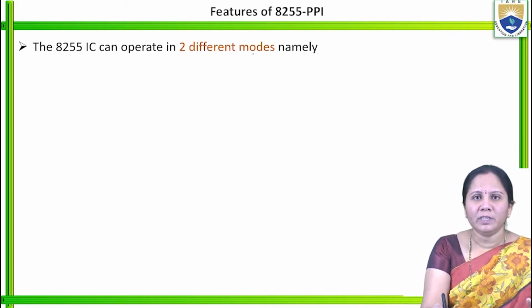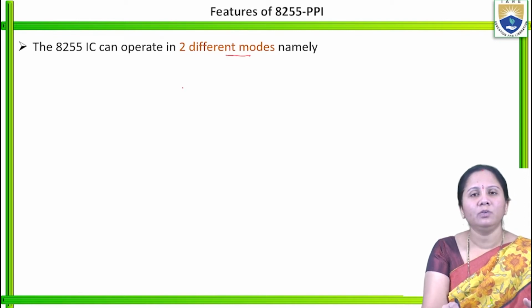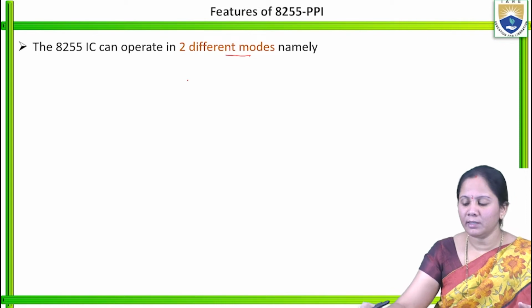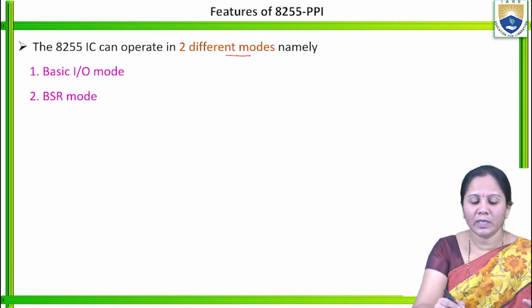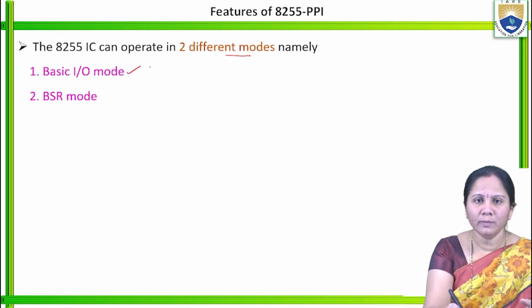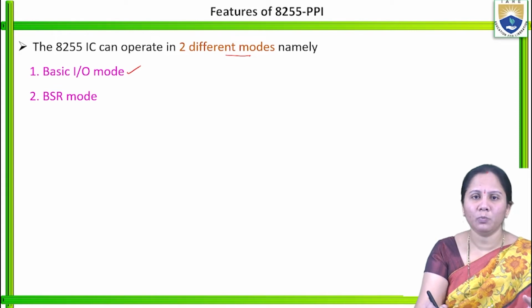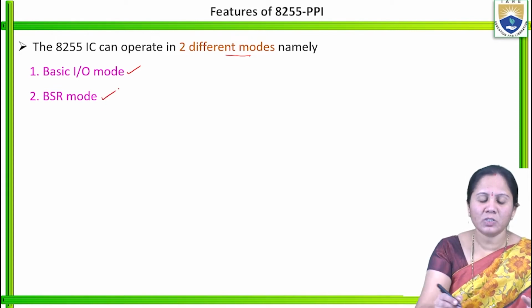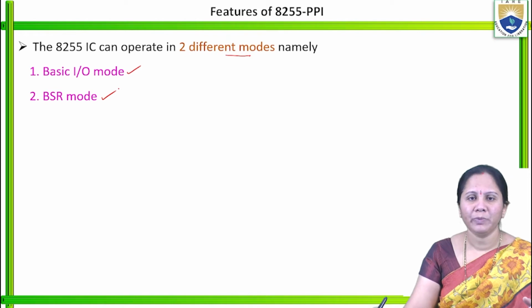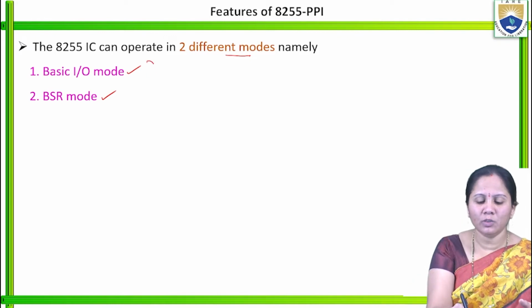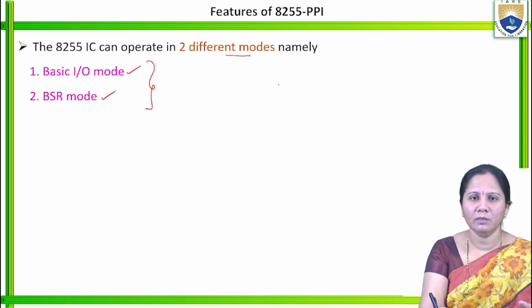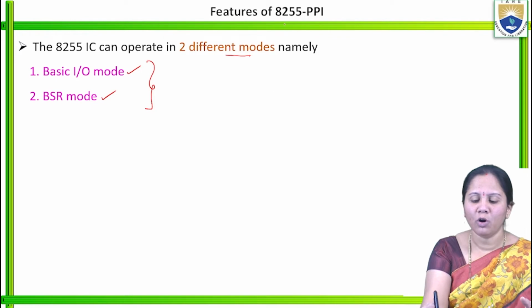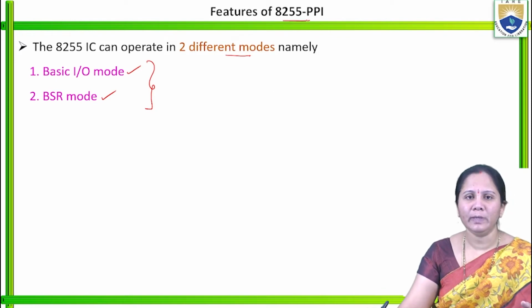Another feature is that this 8255 IC can be operated in two modes. One is the basic IO mode, which is called basic input output mode. Another mode of operation is BSR mode. Here BSR stands for bit set reset. These are the two operating modes of this 8255 PPI.